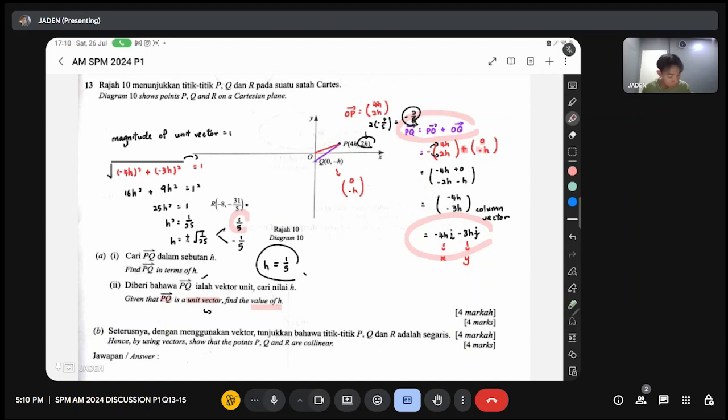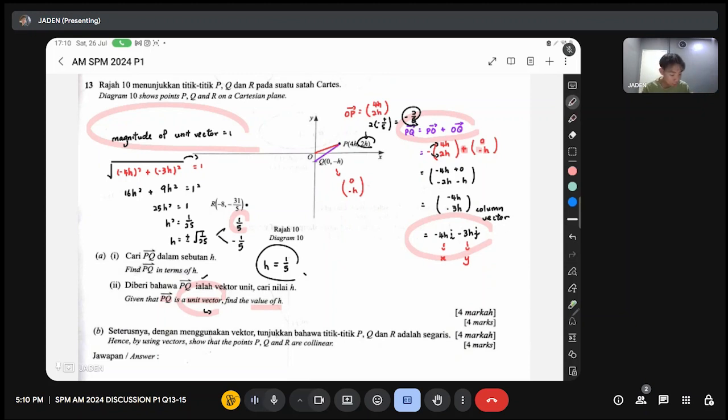Next thing is, what is a unit vector and what does it link to? A unit vector links to something called the magnitude of a unit vector being equal to 1. You want to make sure that you are able to form an equation so that you can actually find any unknown within that equation.